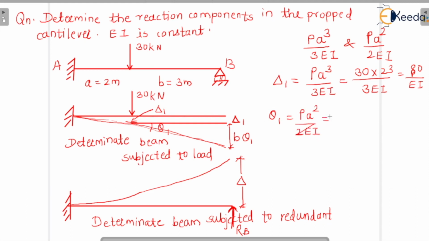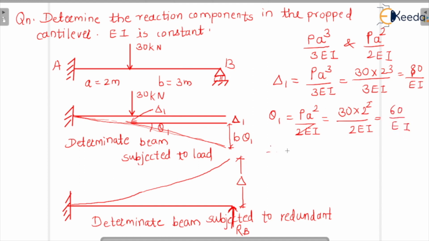So we can write it as 30 into A square. A means 2 here, so let me just write 2. 2 square by 2EI, so this becomes 2 will get cancelled here. So 60 by EI.